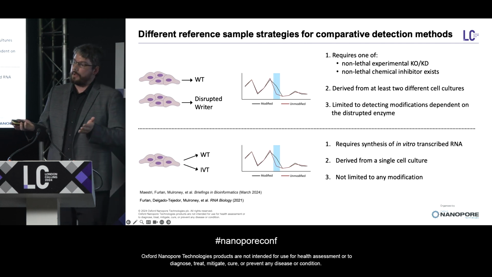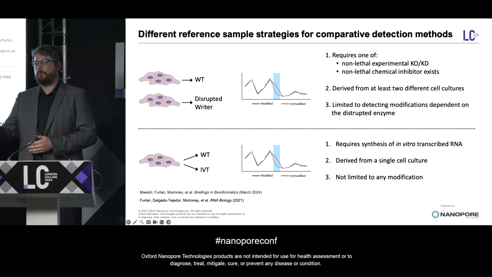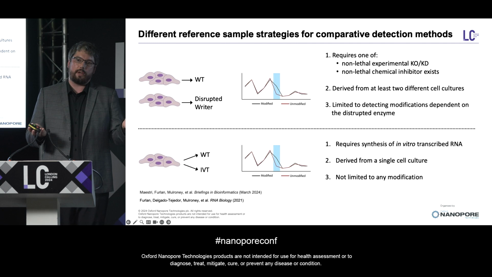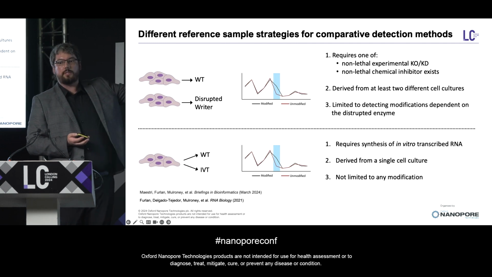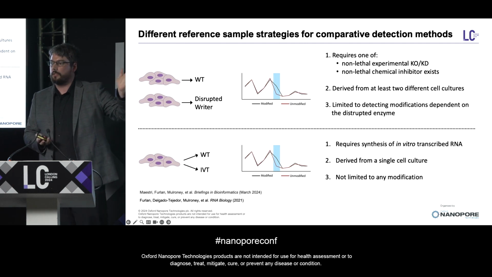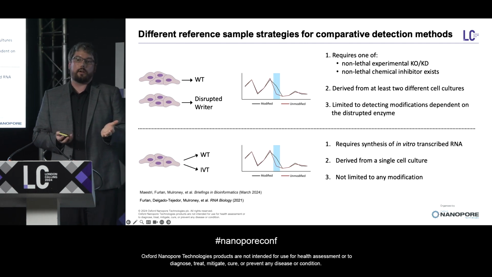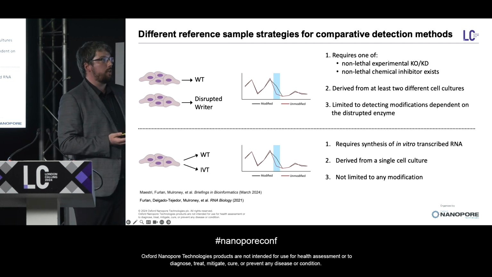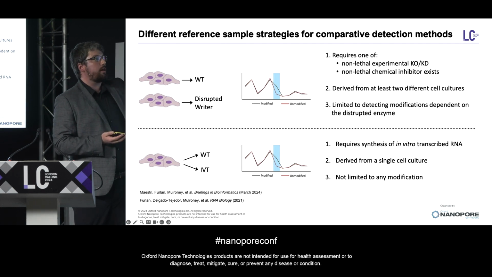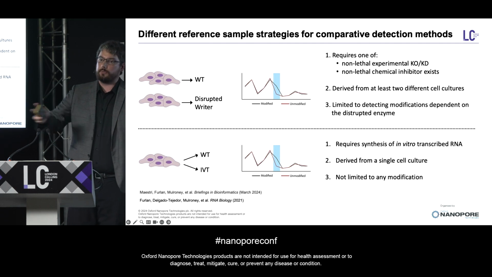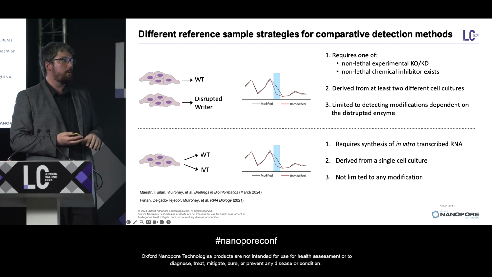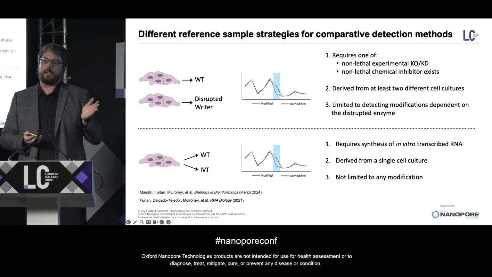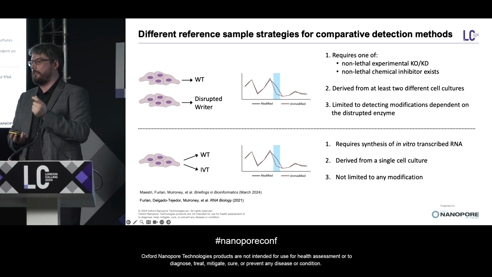But this is a comparative method. So you have to have a sample with the modification and a sample without the modification. Traditionally, most people use a wild type sample and then they manipulate the writer enzyme for a particular modification, either using a knockout or a knockdown experiment or a chemical inhibitor. And so this causes you to actually derive your RNA from two separate cell lines, the modified and the unmodified form. And you're limited to the modifications that are dependent on that disruption.